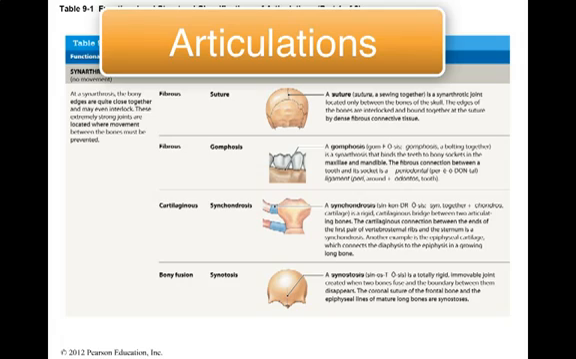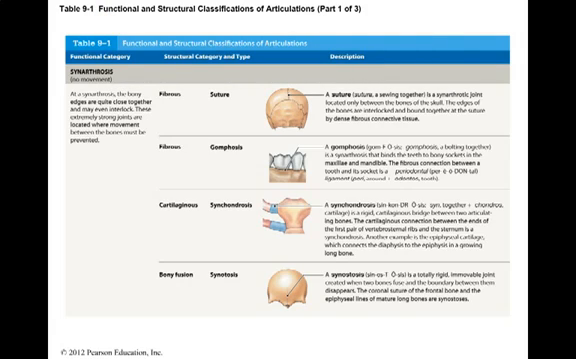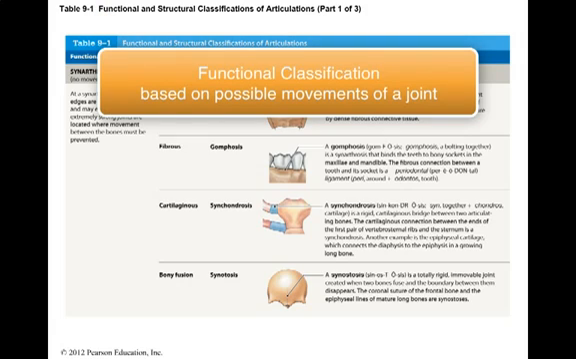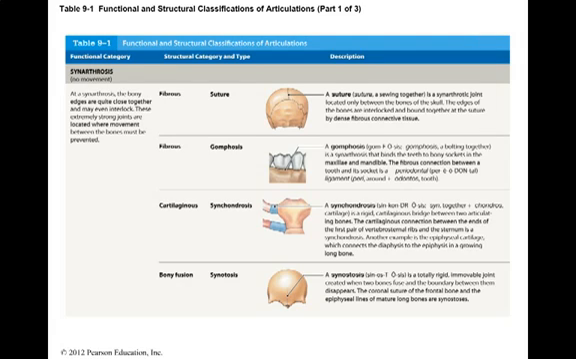This segment deals with articulations, or joints, where bones come together and interact. Two classification methods are used to categorize joints. One way to categorize joints is based on function and on the amount of movement possible between two bones. There are three functional groups.